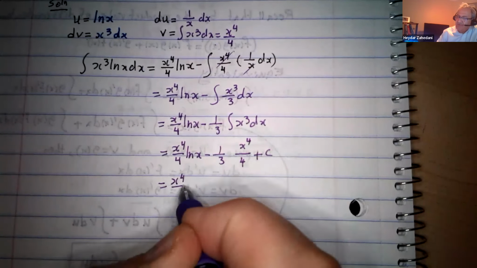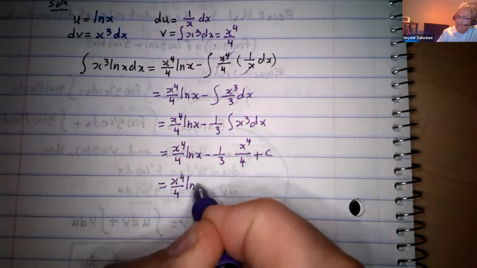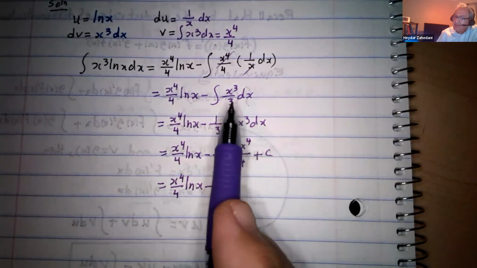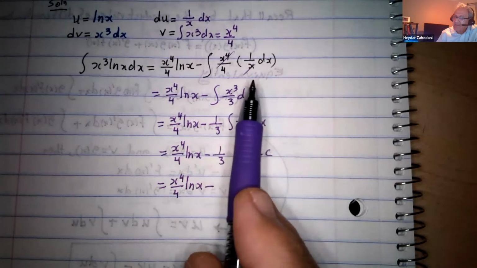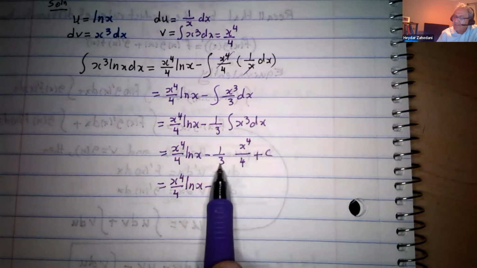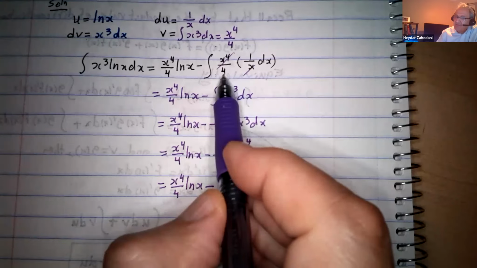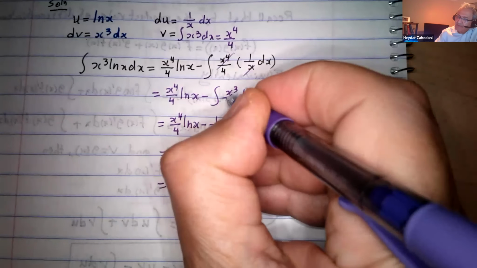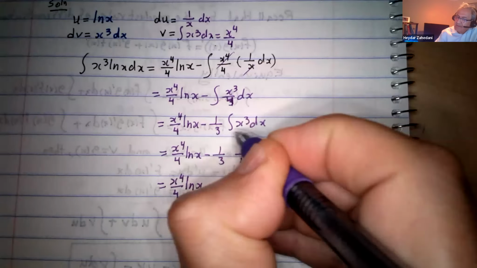Simplify it. x to the 4th over 4 ln x, okay, minus. I missed something somewhere, because I should get the 16 here. That's it, that was a 4. Okay, sorry about that. That is 4.